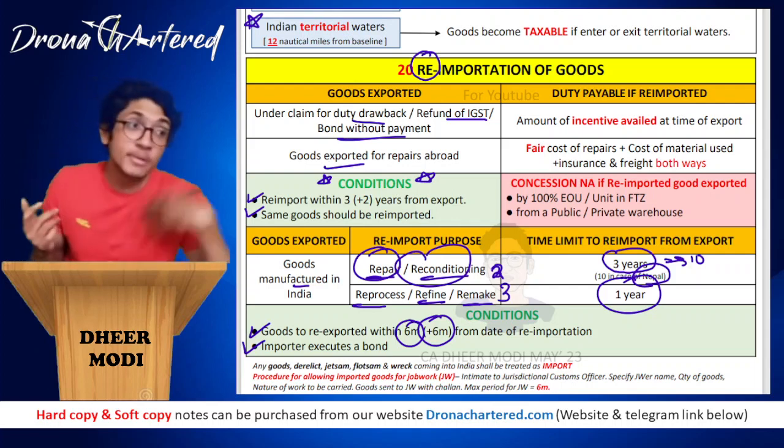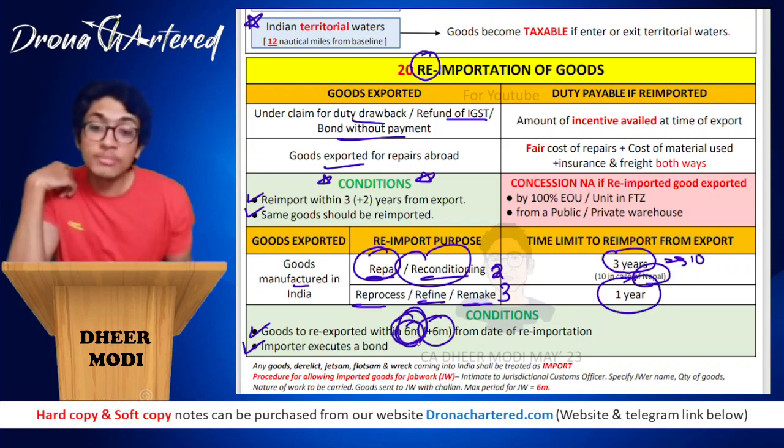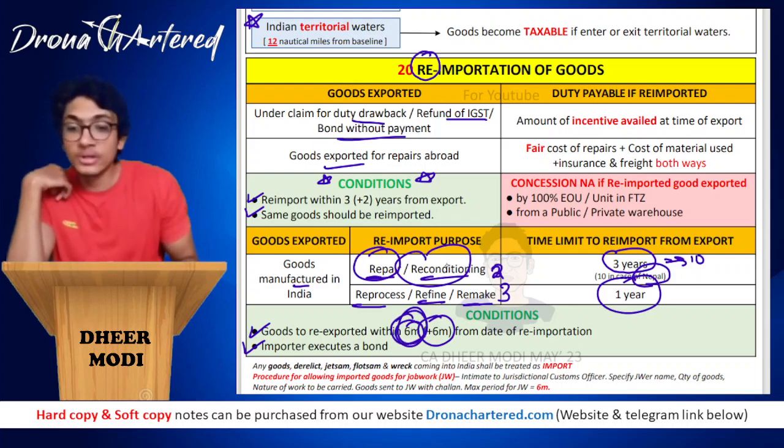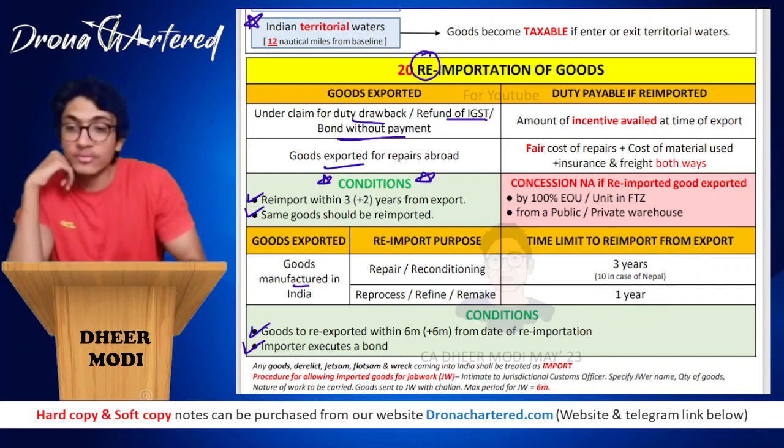Okay, now I have re-imported the goods. Now is there a time limit to re-export these goods also? Yes, there is a time limit, that is your 6 months, which can be maximum extended for another period of 6 months. Okay, great. I hope this is clear to you. Most of the students get confused over here.